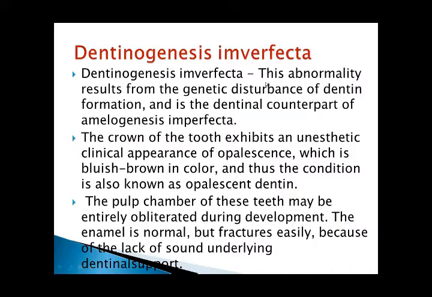The crown of the tooth exhibits an aesthetic clinical appearance of opalescence, which is bluish brown in color, and the condition is also known as opalescent dentin. The pulp chamber of these teeth may be entirely obliterated during development. The enamel is normal but fractures easily because of the lack of sound underlying dentinal support.